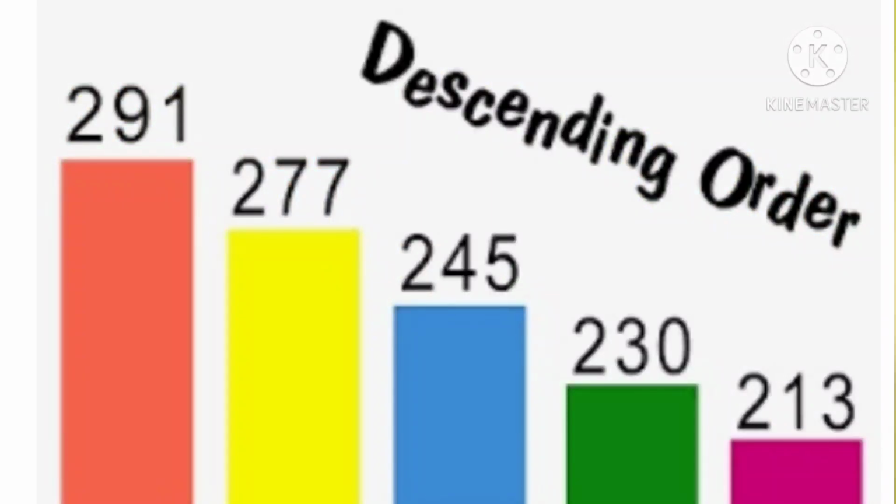Children, look at these numbers. These numbers are arranged from the biggest to the smallest. Okay, children. 291 is the biggest number and 213 is the smallest number. These numbers are arranged in descending order. You observe the numbers.